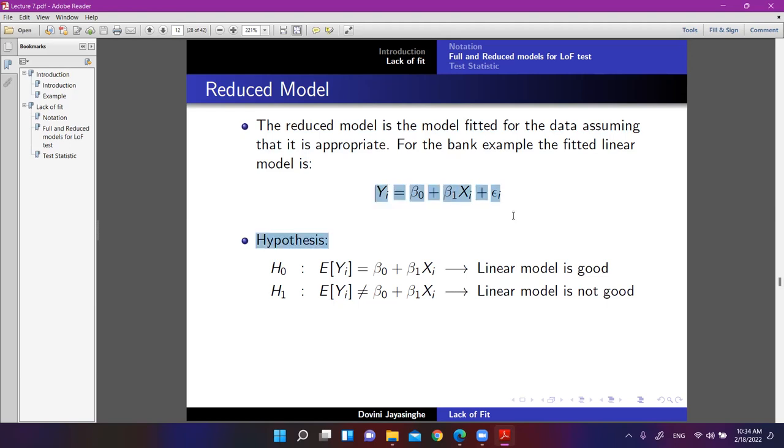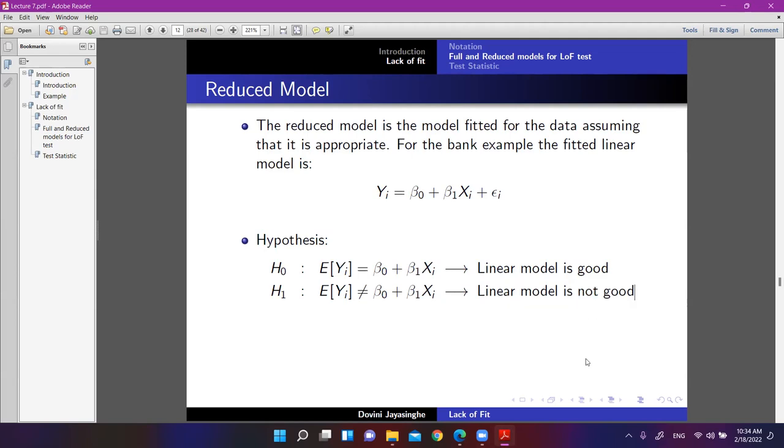If this really exists, that means the linear model is good for the data. We don't care whether the data is linear or non-linear or whatever it is. Or it's not. So if it is not appropriate, we say this. So you don't have to put arrows and these things. Either you write this one or this one, or you can go with this one or this one.